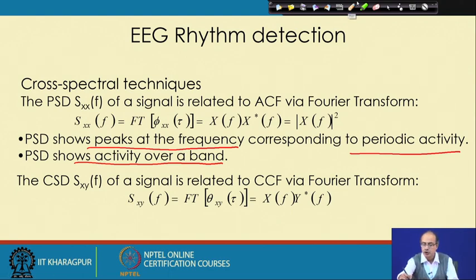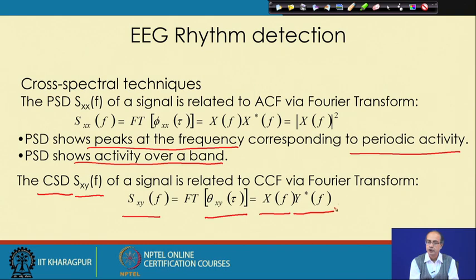Very similar to the power spectral density, we have something called the cross spectral density, or CSD, and it is represented by a very similar name, SXY(f). SXY(f) is nothing but the Fourier transform of the cross correlation, and you can also get it by taking the product of the Fourier transform of x and the conjugate of the Fourier transform of y. Okay. So, that is the way the CSD can be computed.